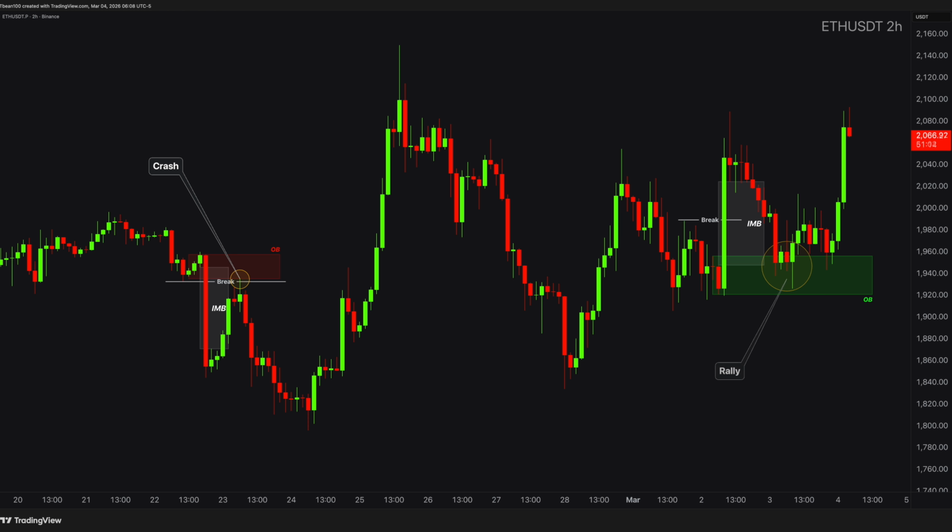Notice how the crash actually started from the exact order block area. And if you shift your focus to the right side of the chart, you can see a strong move up that came after the combination of imbalance, break, and the demand order block this time. That combination is what started the massive rally and pushed the price sharply higher.